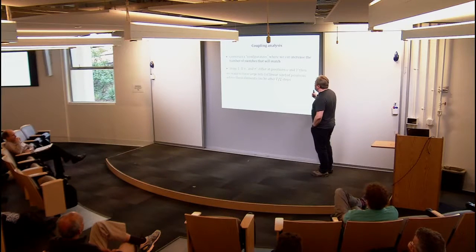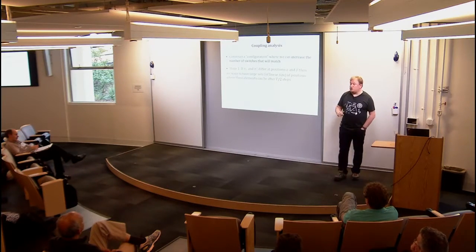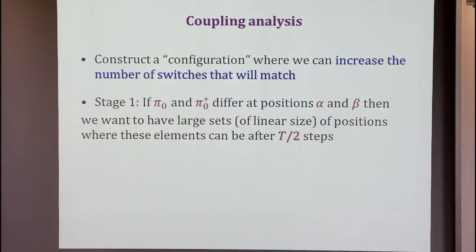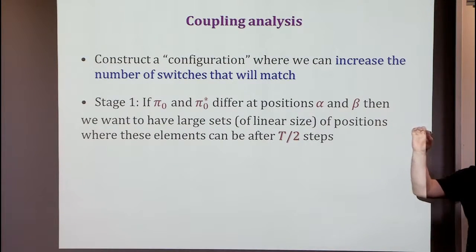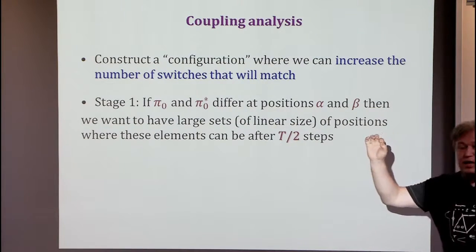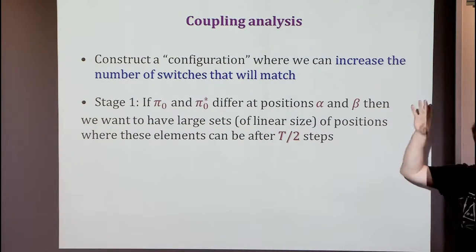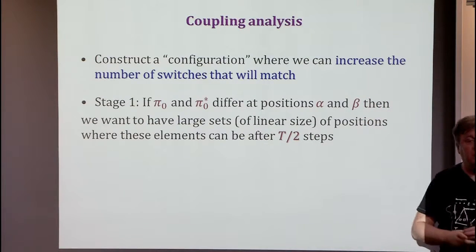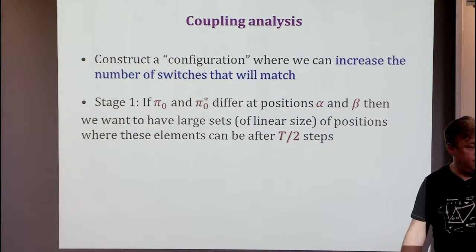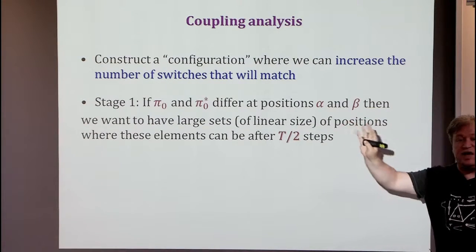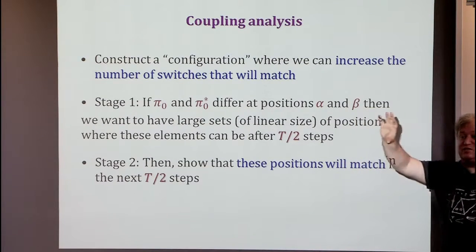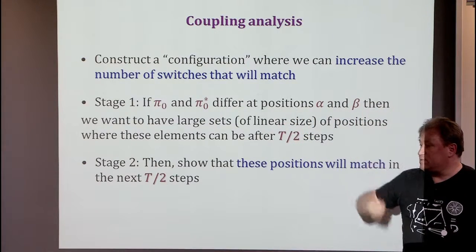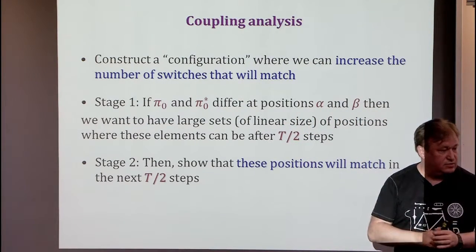Okay, so we will try to construct a configuration that will increase the probability of a match between the switches. We'll have two stages. In the first stage, we start with positions alpha and beta, where the two permutations differ. We'll have a large number of positions where alpha can happen, and then a large number of positions where beta can happen. And we'll make sure that the probabilities are right, so that everything is suitable for coupling. And then in stage two, once we have this large number of positions, there will be a matching between these positions. And once we have that, everything is done. Okay?